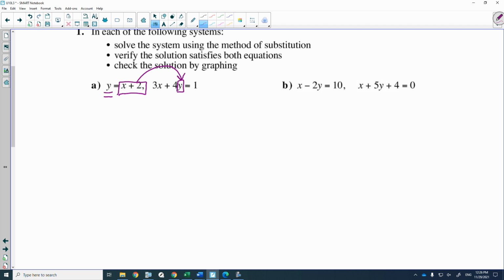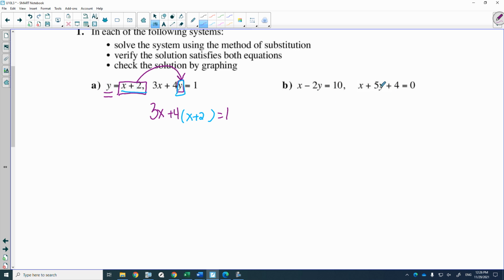So I'm going to write it for you, and then we'll go to b to make sure, and then you guys will solve it after. So 3x plus 4, the y comes out, and x plus 2 goes in. That is equal to 1. Then you're going to get rid of your brackets, and you're going to be solving for x.